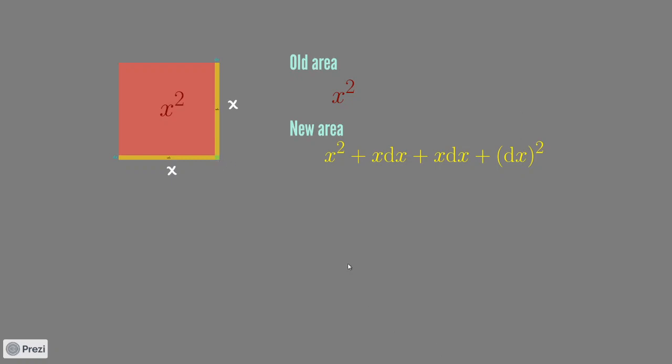Now x dx and x dx are like terms, so I can bring them together. So it will be x square plus 2x dx plus dx square. Now look at this dx. dx is a very small value. As you all know, it's a value that is approaching 0. Not equal to 0, but approaching 0.